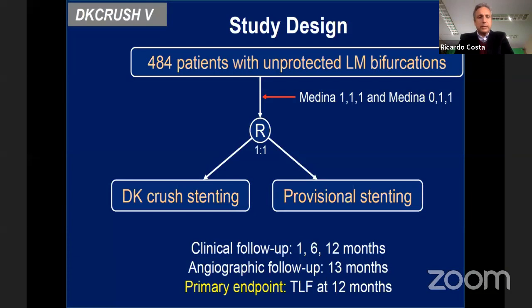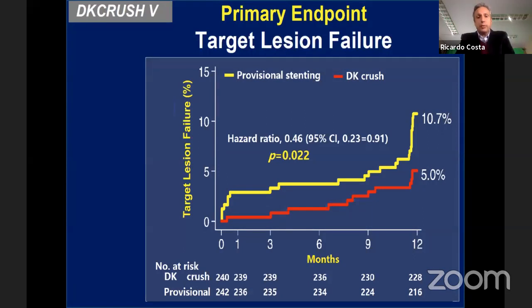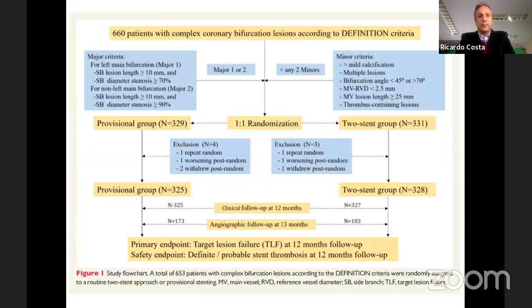There are some important studies. This is from the DK Crush series, but this DK Crush 5 compared a double stenting technique versus a provisional stenting approach in left main bifurcations, complex left main bifurcations. And we have now seen benefit in terms of clinical endpoints with a more complex approach, DK Crush in this case, as compared to provisional in terms of target lesion failure at the long-term follow-up.